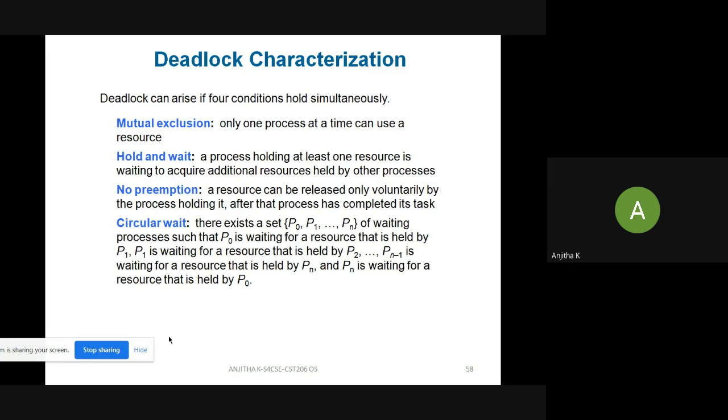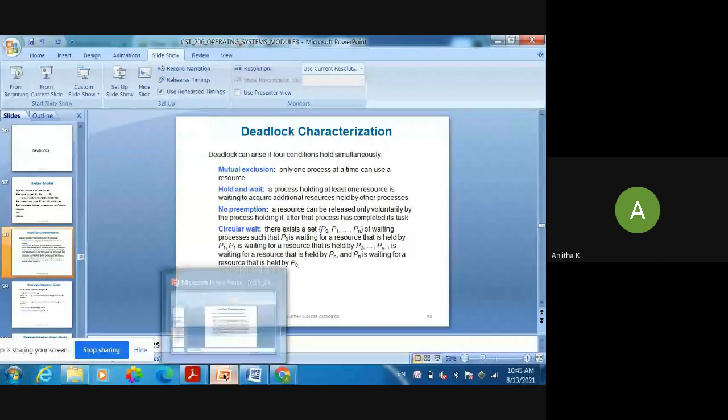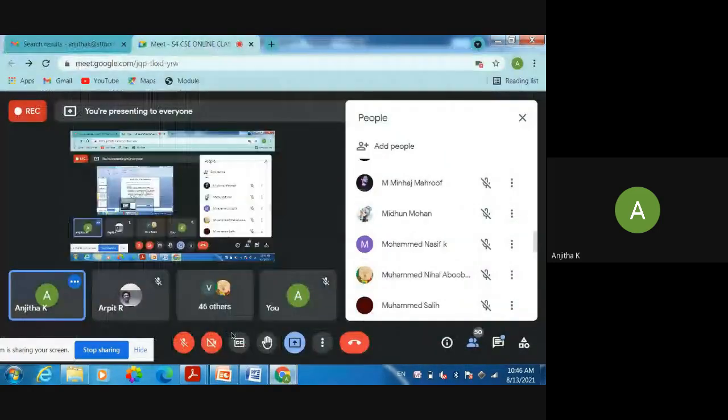Okay, this is a previous question. What are the conditions for a deadlock to occur? So these are the four conditions. Clear? Clear? Any doubt?